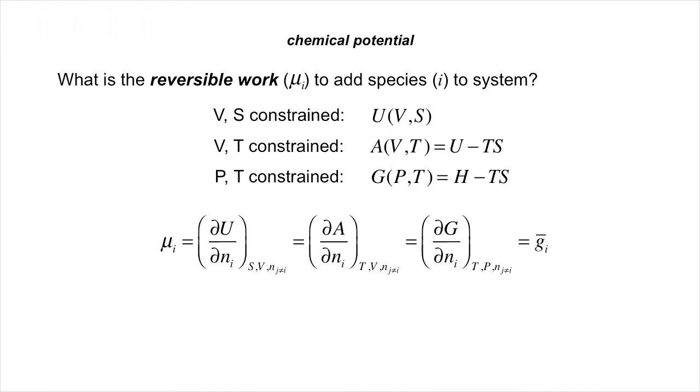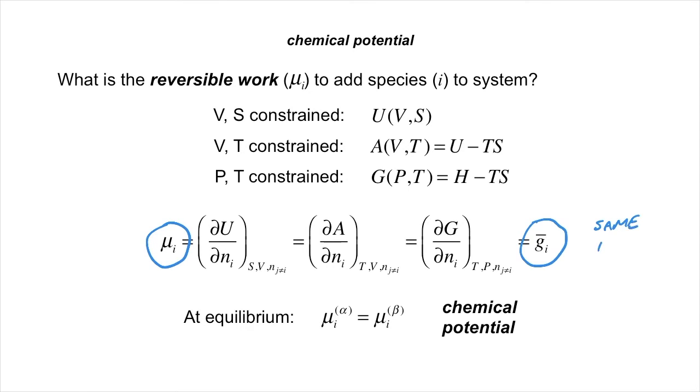This reversible work is equal to the partial molar Gibbs free energy at fixed temperature and pressure. Thus, another way to say that species I is in equilibrium between two phases is that the reversible work of adding species I to each phase must be the same at equilibrium. This amount of reversible work is also called the chemical potential. The concept of chemical potential is an extremely useful and universal way to think about equilibrium phenomena, and has widespread applications in many branches of science and engineering. However, for our purposes here, we can think of the chemical potential equivalently to the partial molar Gibbs free energy, G sub I bar.